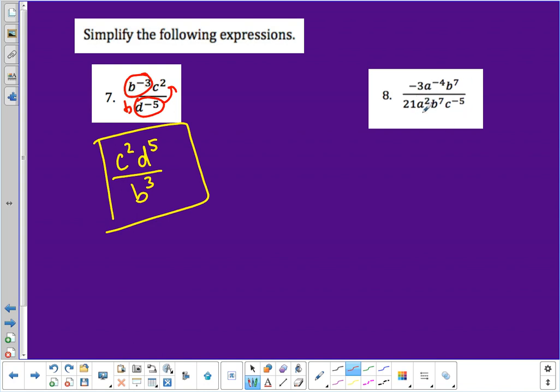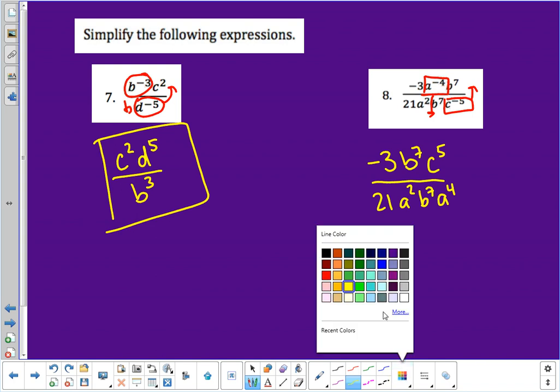So look for your negative parts. Now, again, we're only looking for negative exponents. This negative 3 is a coefficient out front being multiplied, so I don't need to worry about that. But I am going to take care of this negative exponent. So a to the negative fourth, that needs to move down. C to the negative fifth, that needs to move up. And then let's see what we have. So I have negative 3, the b to the seventh didn't move. C to the positive fifth, because I moved it up. In the bottom, I have 21. I have an a squared that was already there. I have a b to the seventh that was already there. And then I have another a to the positive fourth that I need to move down.